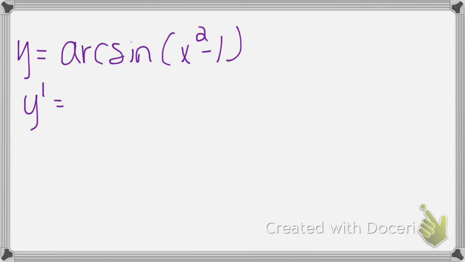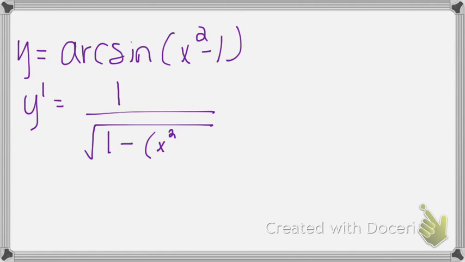Alright, let's say you have arcsine of x squared minus 1. And I want to find the derivative. I'm trying to find the derivative of arcsine of something. So the derivative of arcsine of something is 1 over the square root of 1 minus that something, whatever's in parentheses, squared. And again, we have to use the chain rule, times it by the derivative of what's inside.